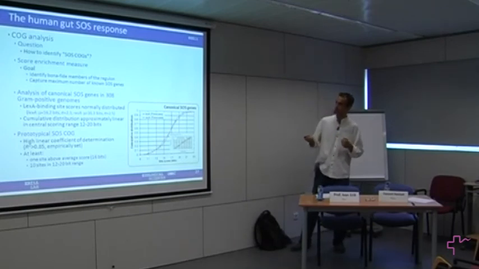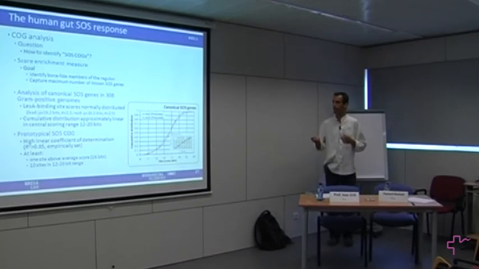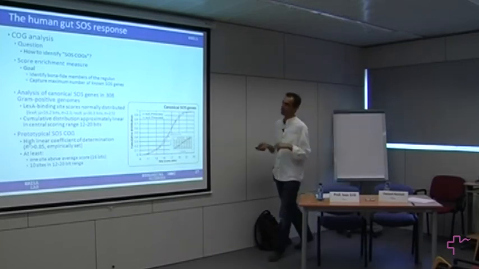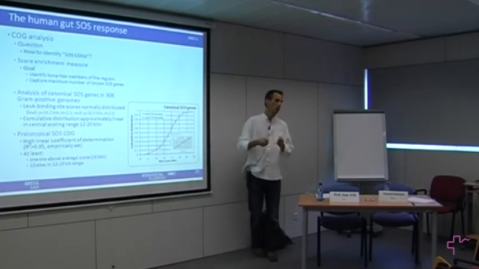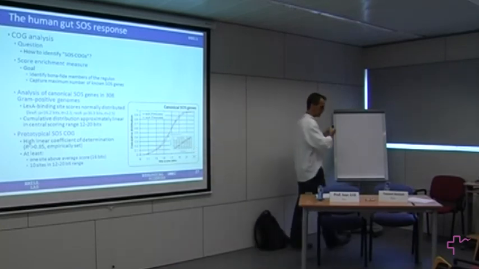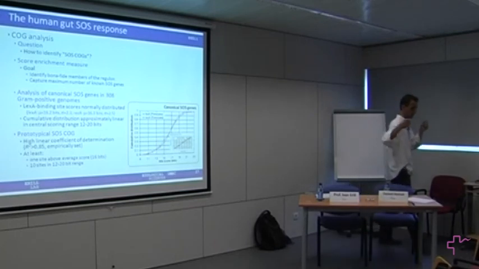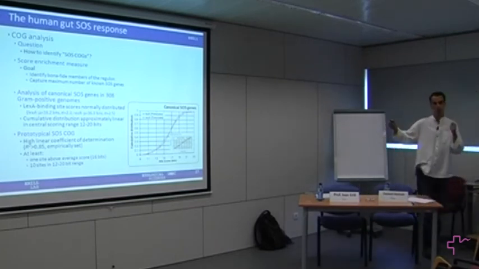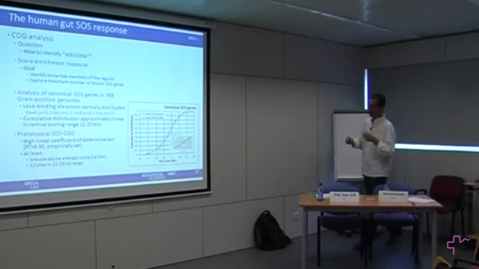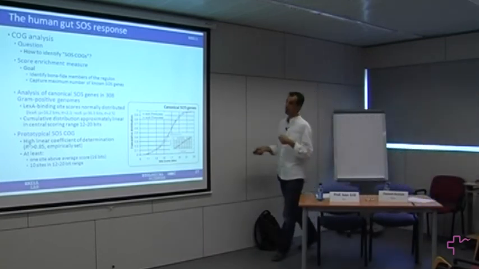We finally decided to look at genomes, and we looked at the two genes that are pretty much always regulated by LexA. We looked at 300 gram-positive genomes, looking for these two genes and looking at the score distribution of LexA binding sites upstream of these two genes.